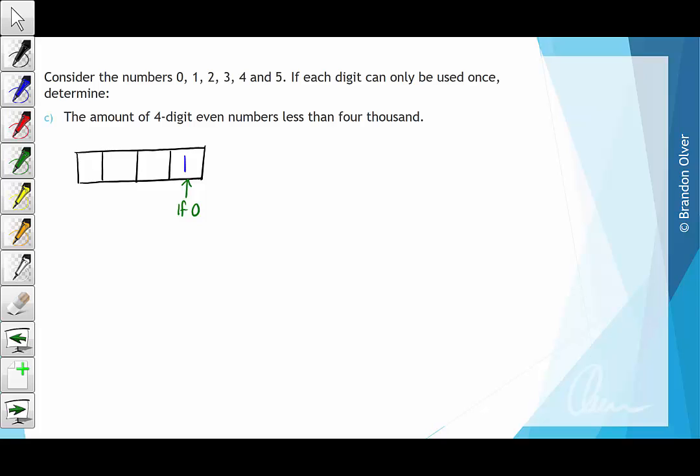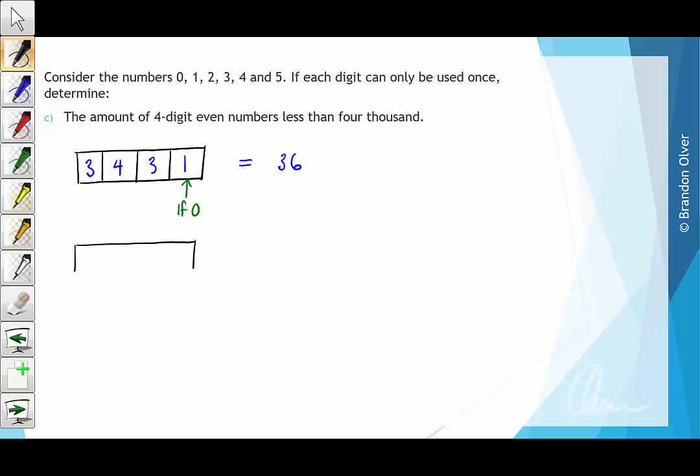So the first position, we know that 0 can't be there, and that because we need the number to be less than 4,000, we need that number to be 1, 2, or 3. So there's 3 options that can go in the first position, and then 0 and another number between 1 and 3 are used up. So we have 4 numbers left for the second position, and 3 numbers left for the third position. So we have 3 times 4 times 3 times 1, which means that there are 36 possible numbers which are less than 4,000 and ending in a 0 to make it even. So that's one of the cases we can have.